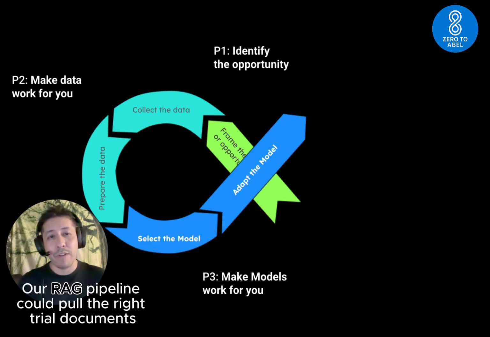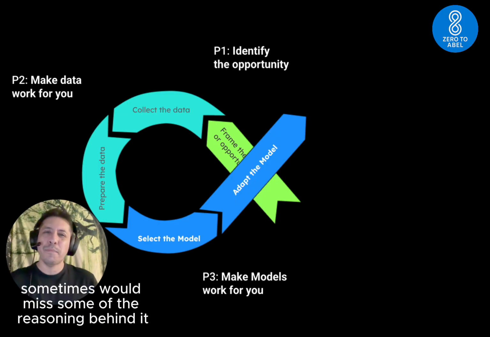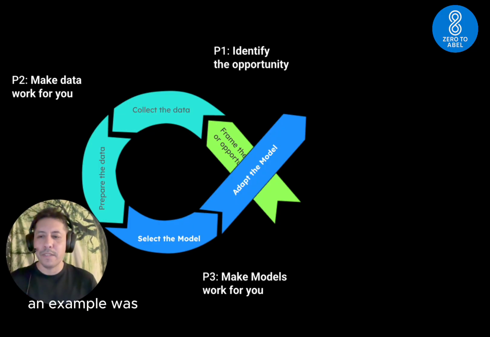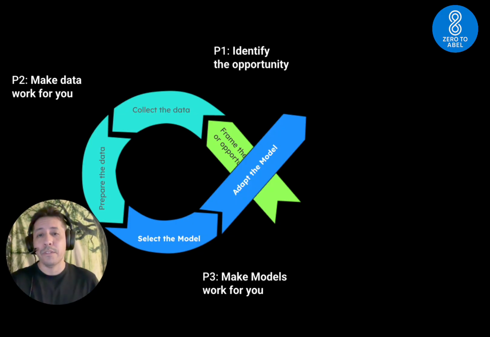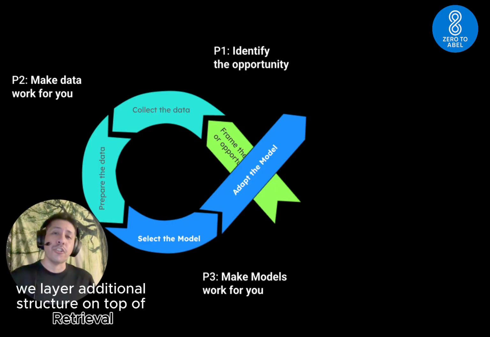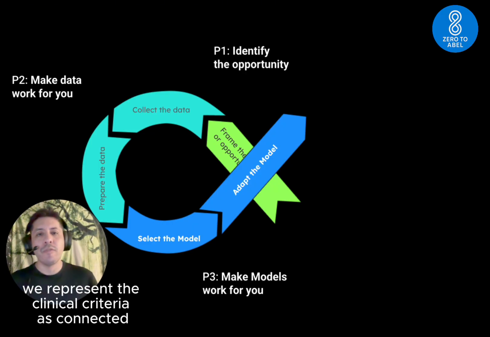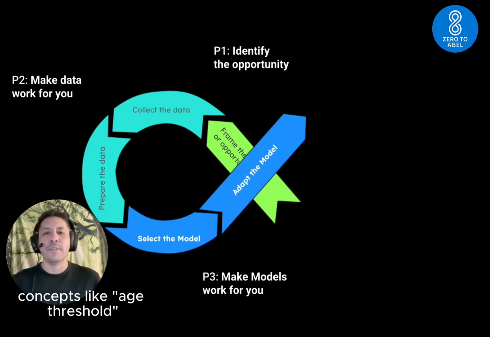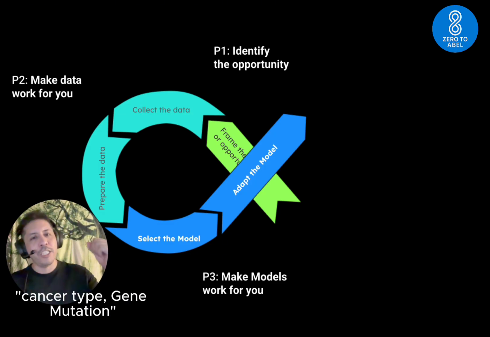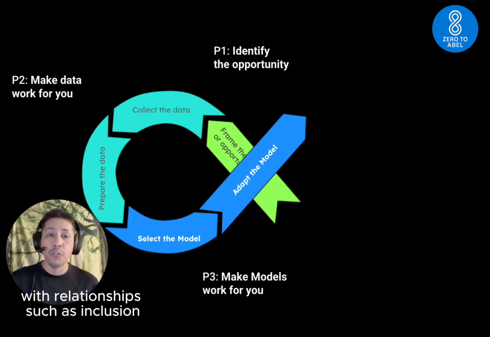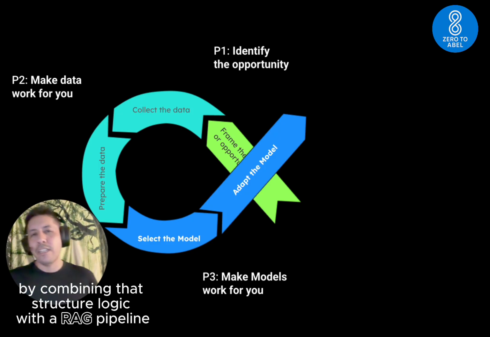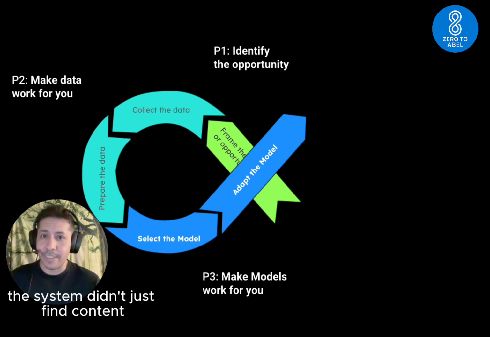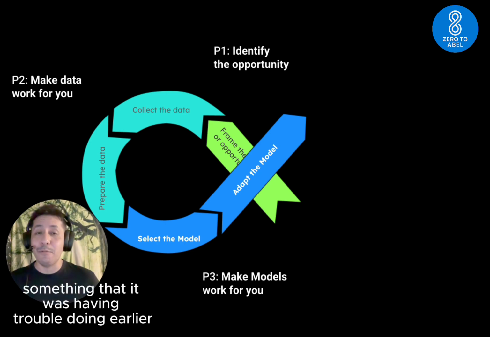A RAG pipeline could pull the right trial documents, but the model sometimes will miss some of the reasoning behind it. An example was it would overlook some of the exclusion criteria such as age limits, related health conditions, or certain biomarker combinations. To bridge that gap, we layer additional structure on top of retrieval in the form of a knowledge graph. We represented clinical criteria as connected concepts like age threshold, cancer type, gene mutation, with relationships such as inclusion and exclusion criteria. It's like drawing a map of conditions our system can follow. By combining that structured logic with our RAG pipeline, the system didn't just find content, it could also reason through the eligibility, something that it was having trouble doing earlier.